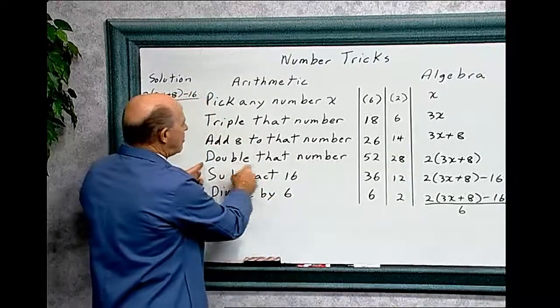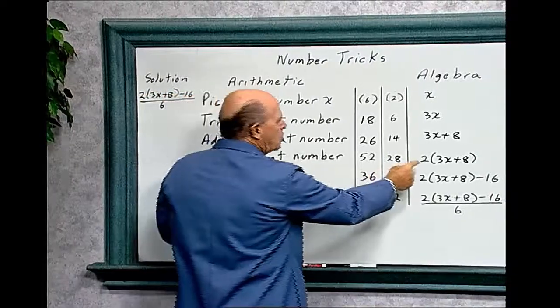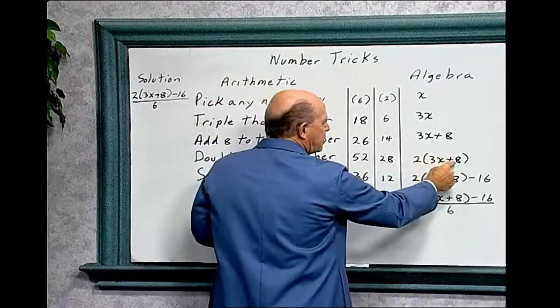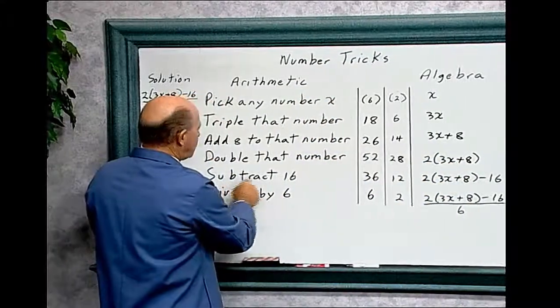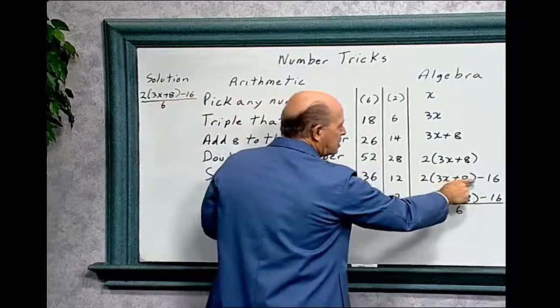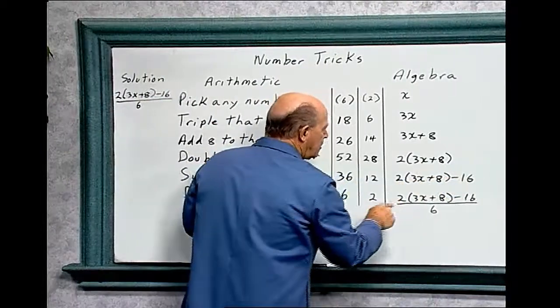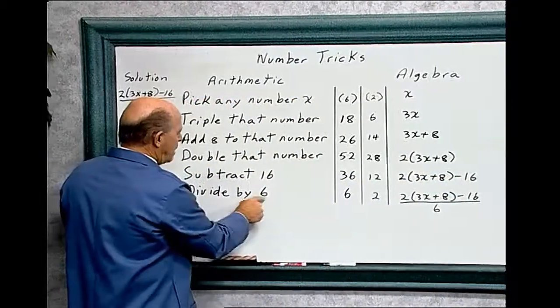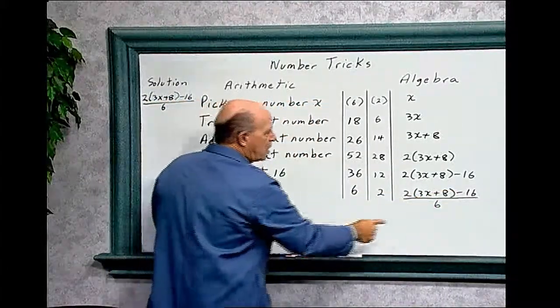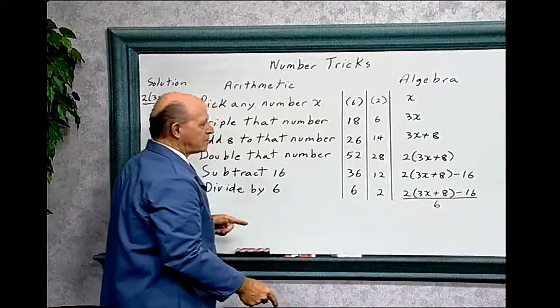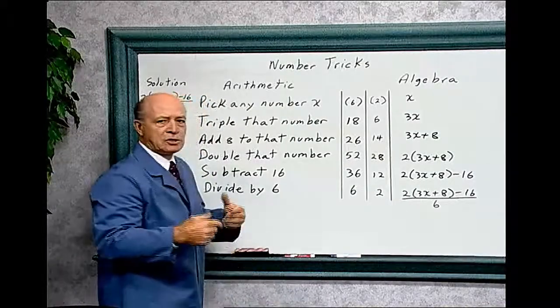Now we have here double that number. So we put that in parentheses, so 3x plus 8, and multiply it by 2. Subtract 16. Now we subtract 16 from that. And then we divide that entire number over here by 6. So now let's just do that problem.